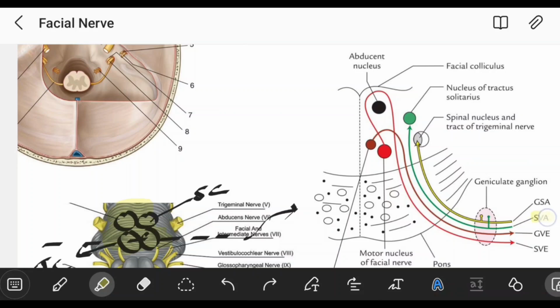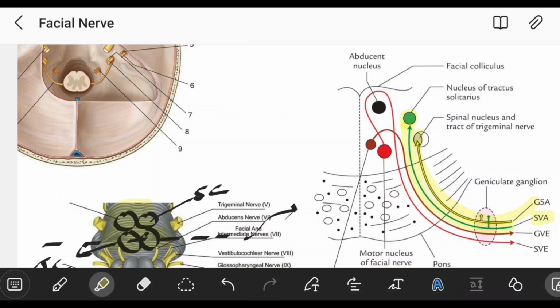So number one sensory is a special visceral efferent, the one in green, that sends impulses to the nucleus of tractus solitarius. And then the second sensory one is a general visceral efferent that will supply the spinal nucleus and tract of the trigeminal nerve. So I hope the four nuclei of the facial nerve are crystal clear. So now let's move on.